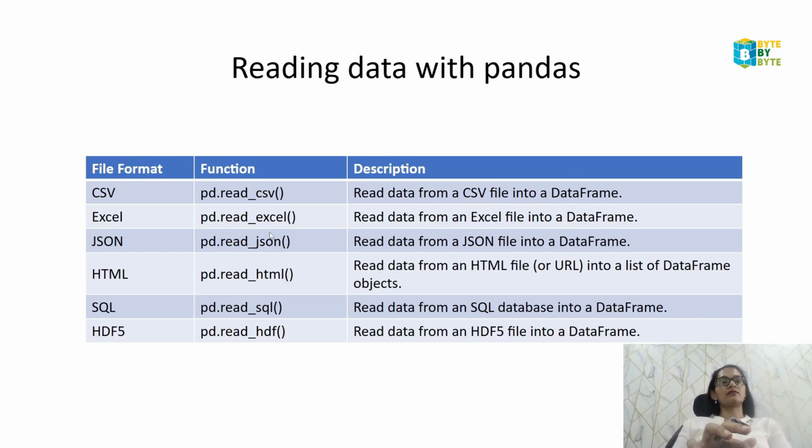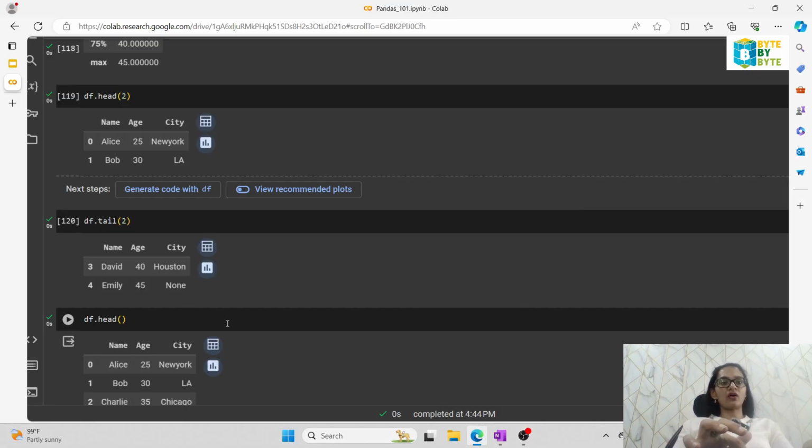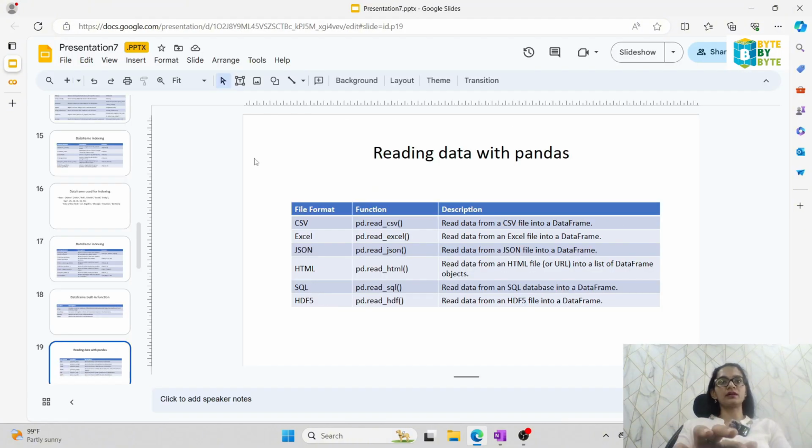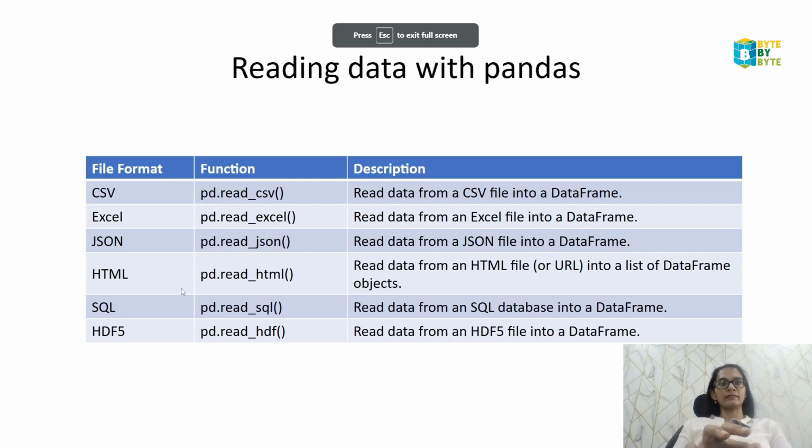Same if you have an Excel file, you can convert the Excel file's data into a data frame. Data frame means you can perform all of these operations we have been seeing until now on that particular data frame. Then the JSON format is also the same, as are the HTML, SQL and HDF files.